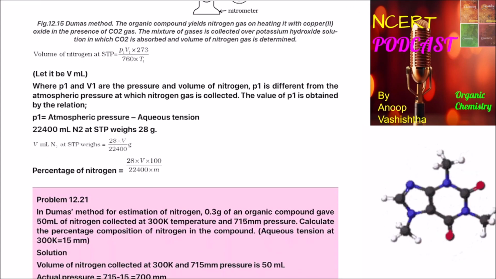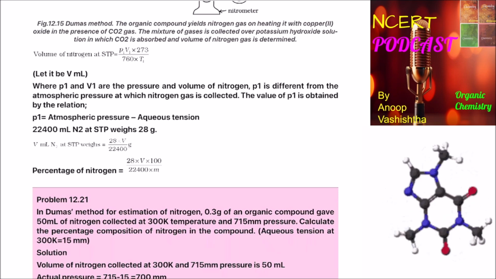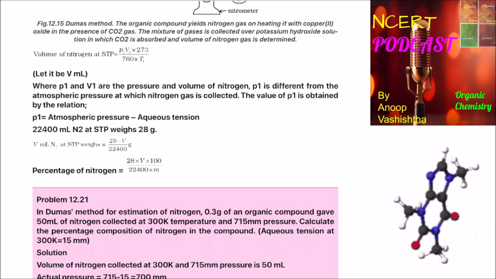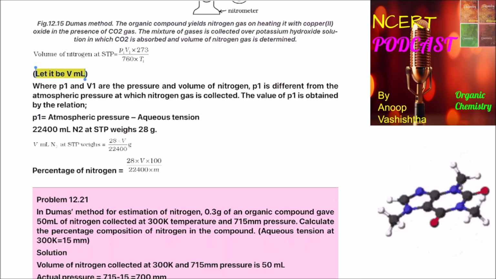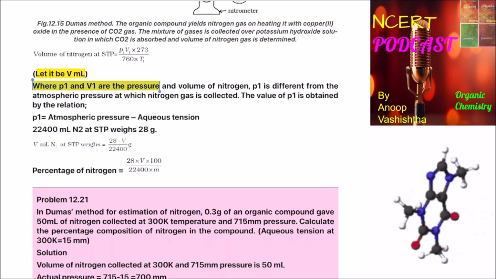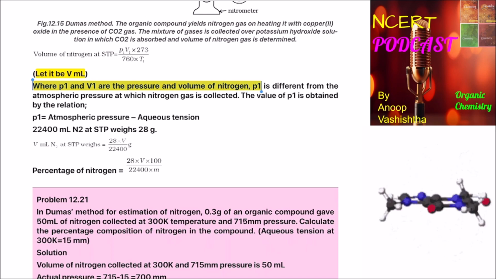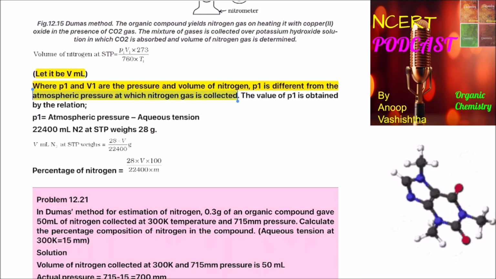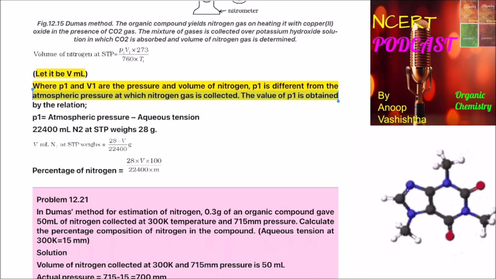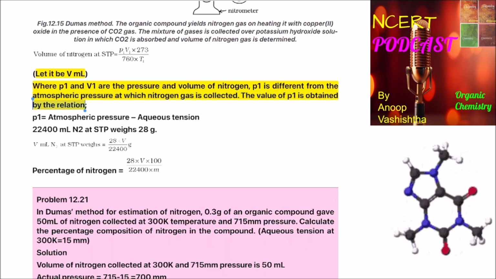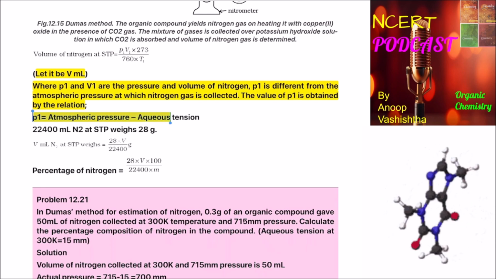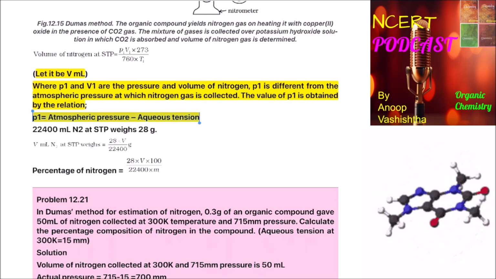Volume of nitrogen at STP: P1 V1 into 273 divided by 760 into T1. Let it be V milliliter, where P1 and V1 are the pressure and volume of nitrogen. P1 is different from the atmospheric pressure at which nitrogen gas is collected. The value of P1 is obtained by the relation P1 is equal to atmospheric pressure minus aqueous tension.